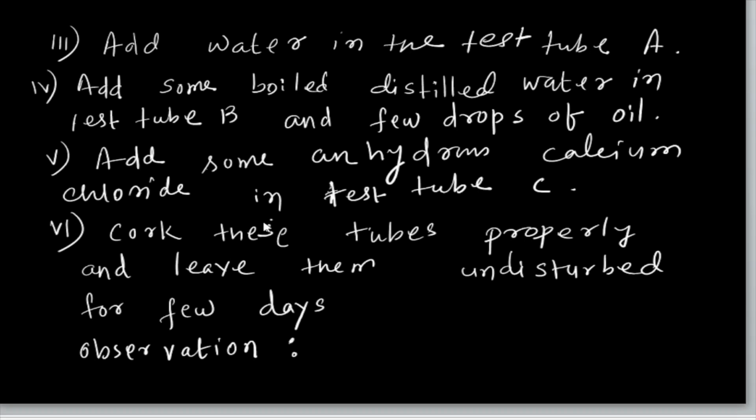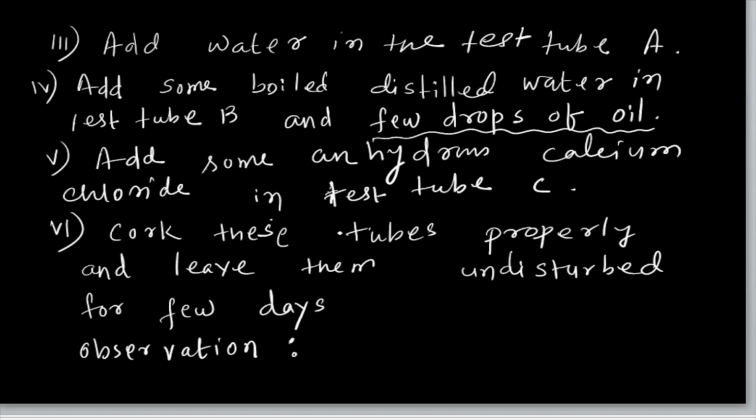Now you think yourself, when in test tube A simply water is added, that means here oxygen is available, water is available, and then what happened? Second one is boiled distilled water. There is no oxygen, and here few drops of oil is added. What will the oil do? It will protect from outer side atmosphere. Oxygen is not there because it is boiled distilled water. And third one, you will add anhydrous calcium chloride, and there is no water and there is no oxygen because it is covered with a tight cork. That is why no oxygen, no water in test tube C.